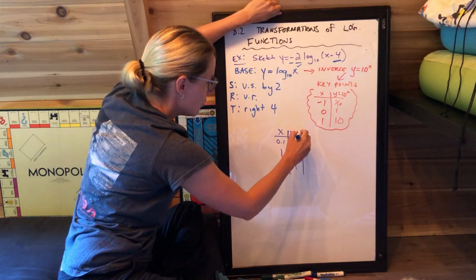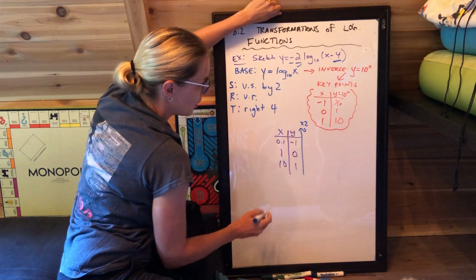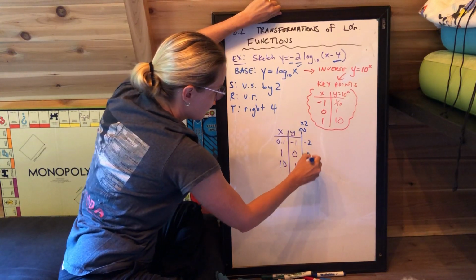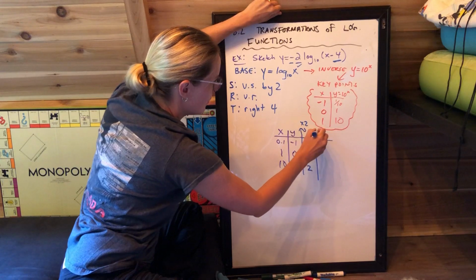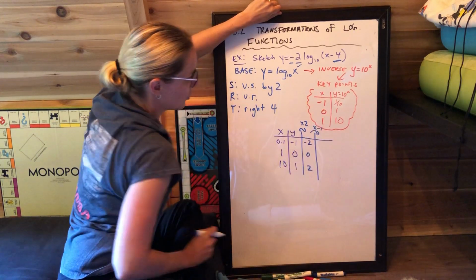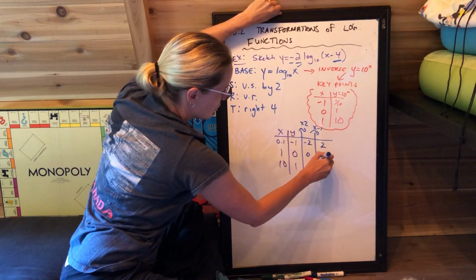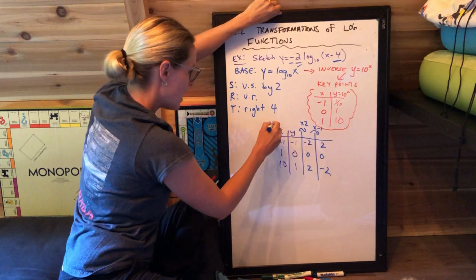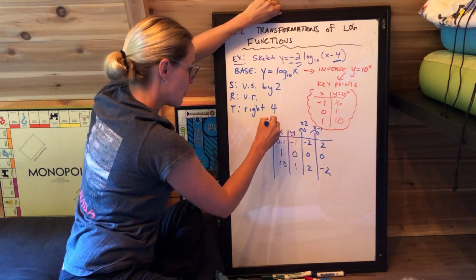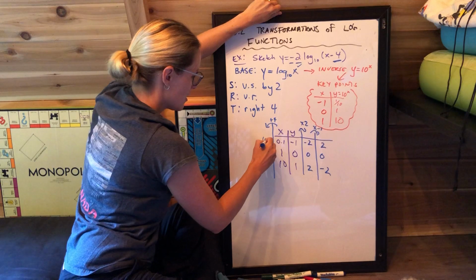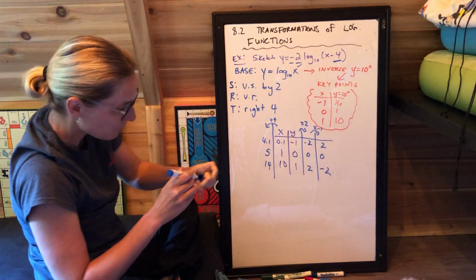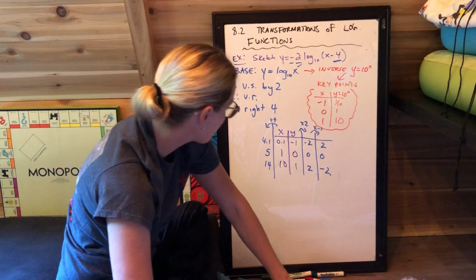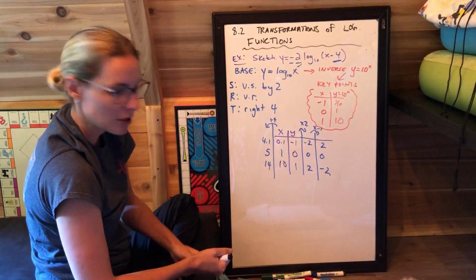A vertical stretch by 2 would mean I'd multiply the y by 2. Okay, a vertical reflection would mean I'd take that exact same y column and now multiply it by -1. So this becomes 2, 0, -2. And the last thing, going right 4, means I will add 4 to my x's. So I get 4.1, I get 5, and I get 14. Now what we want to do is graph, obviously, the outside columns.